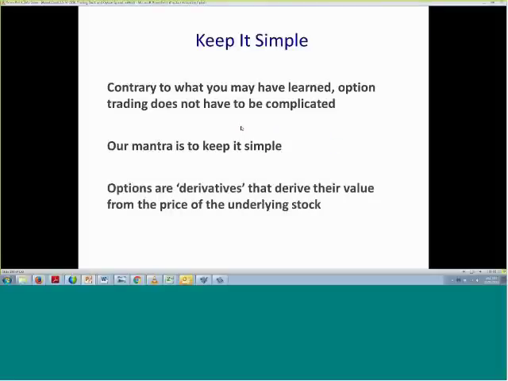And in our trade selection, contrary to what you may have learned, option trading doesn't have to be complicated. Our mantra is to keep it simple. Options are derivatives, and they derive their value from the price movement of the underlying stock.